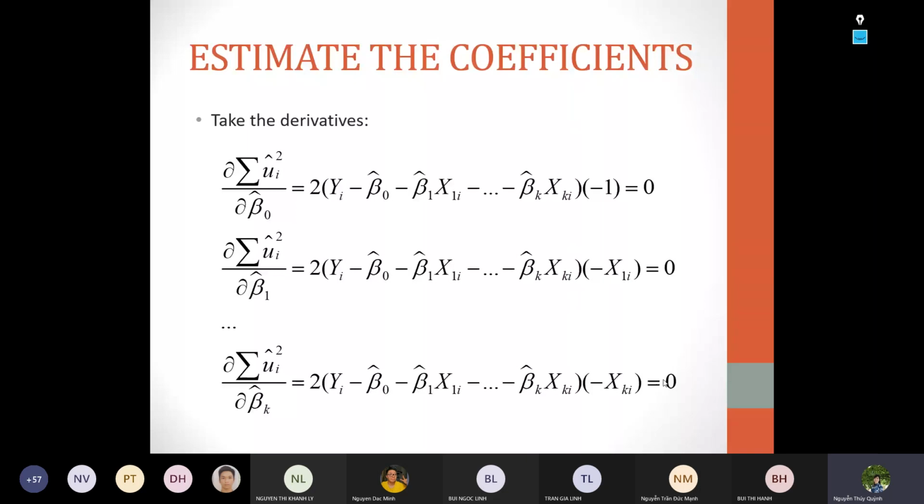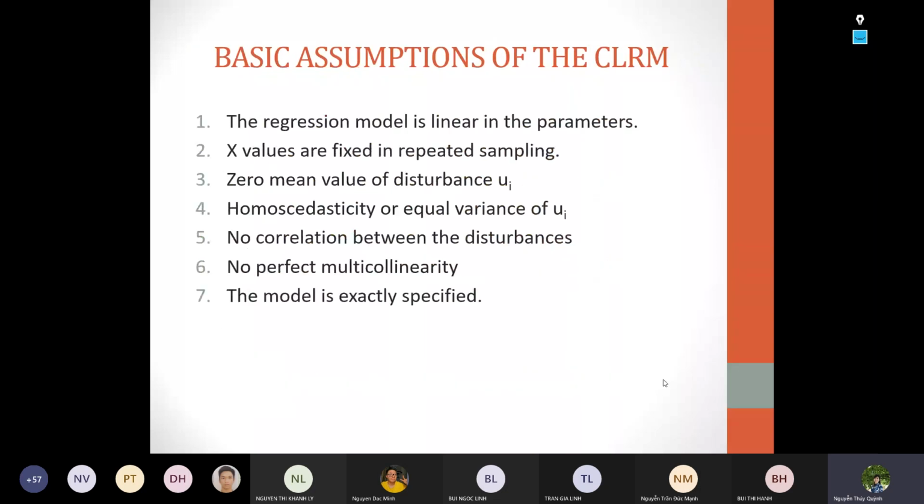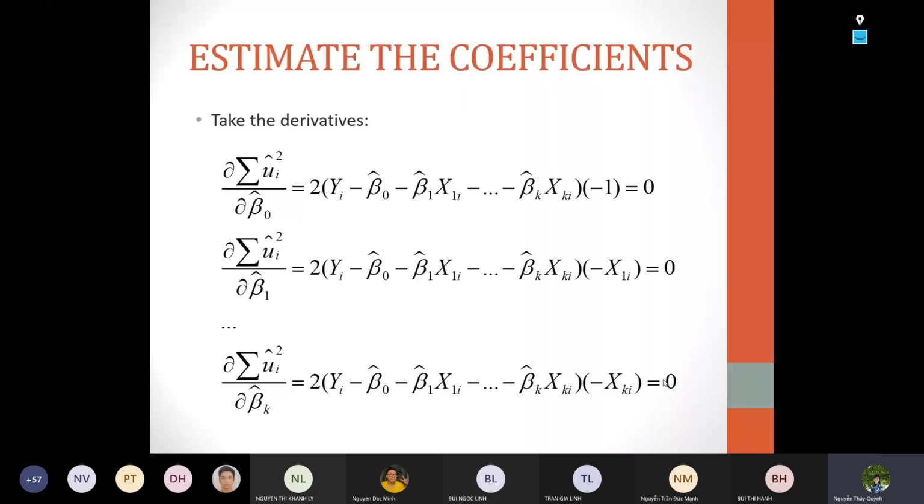Now, the basic assumptions of the classical linear regression model apply for a multiple regression model. Do you have any questions here first? Any questions here? For the general case.